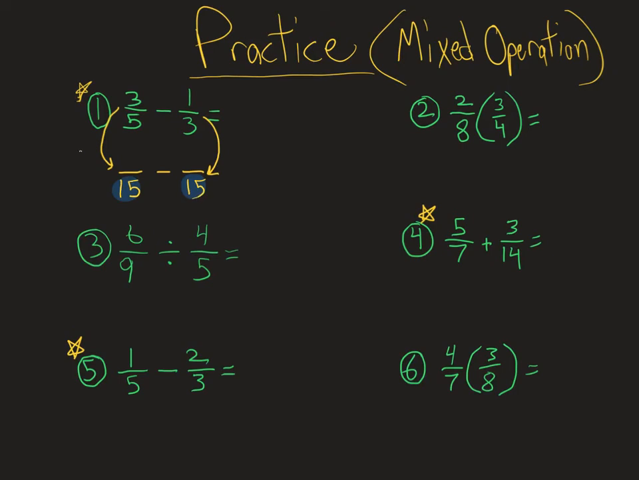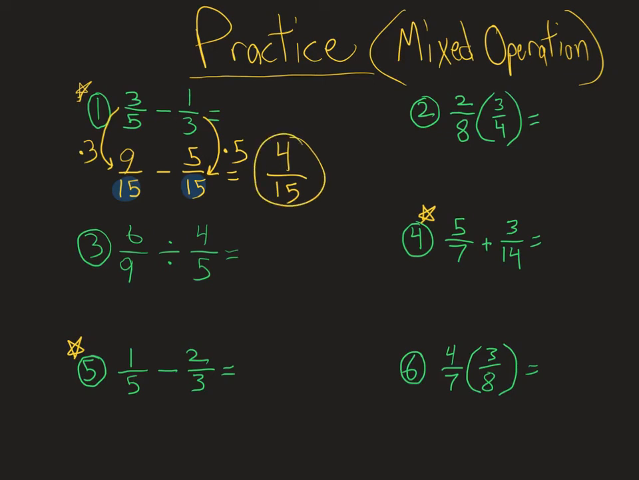And to make 15 on this side, I multiply by 3. We're going to do the same on top because we need to do that to have equivalent fractions. Over here, 3 multiplied by 5. I'm going to do the same on top. And now I've got equivalent fractions, but with a common denominator. Now the problem's ready to finish. 9 minus 5 is 4 15ths.